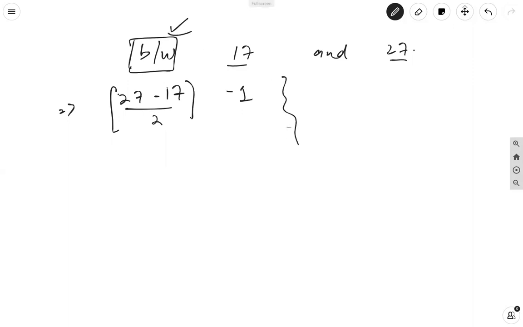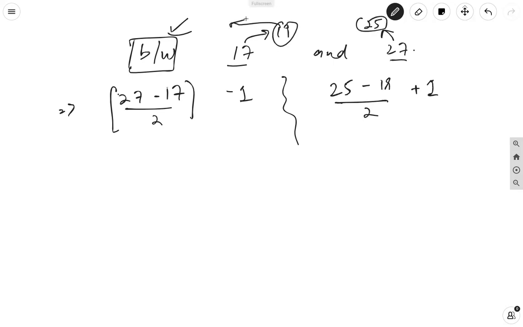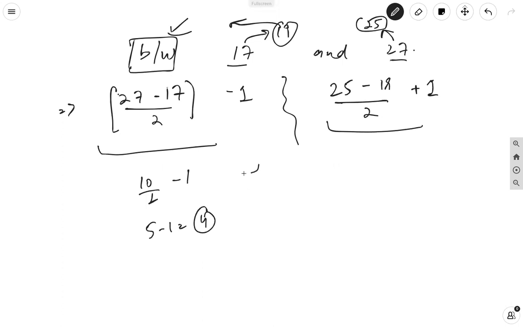But if I do it the other way, if I take the greater odd number than 17, that is 19, and the lesser odd number than 27, that is 25, then this is 25 minus 19 divided by 2 plus 1. Now I am considering the inclusive case, because 25 and 19 are both included. You can do it this way or that way, you will get the same answer. This is 10 by 2 minus 1. But in the formula we weren't dividing by 2? Because the gap is 2. For even and for odd, in both cases, you have to divide by 2.